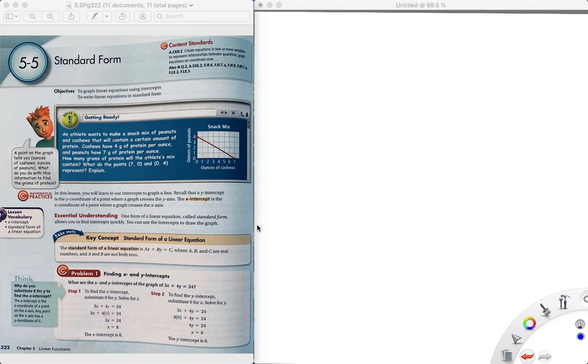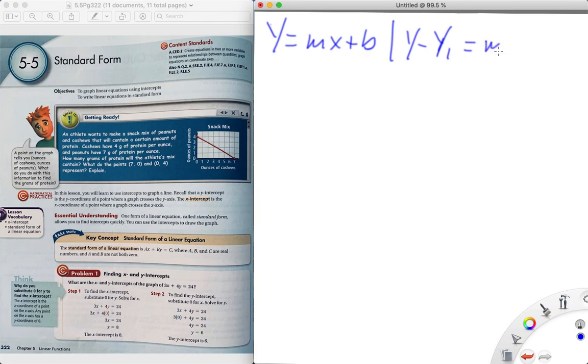Standard Form. Up to this point, we've done slope-intercept form, which is y equals mx plus b. We've done point slope, which is y minus y1 equal to m times x minus x1. That's point slope, that's slope-intercept. And now, this section deals with standard form.